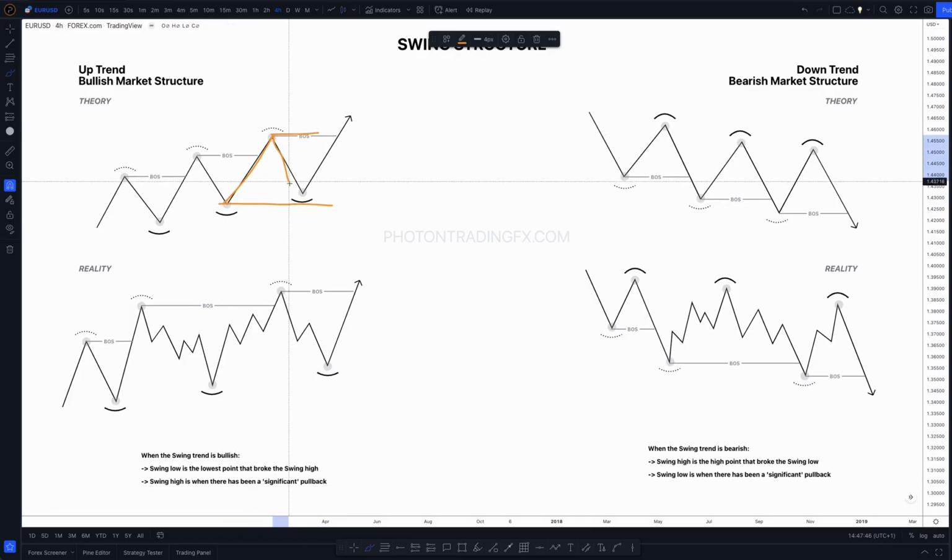We expect price to pull down towards the strong swing low, but because it's strong, the expectation is that it will hold. The expectation is that it's protected, and then price will move to the upside and target those weak highs. Why is it weak? It's weak because it failed to take out the low. That's the very basic theory of how we follow the trend.